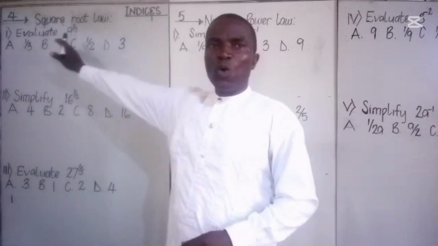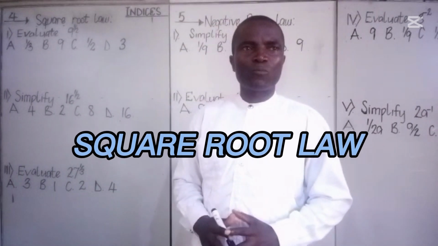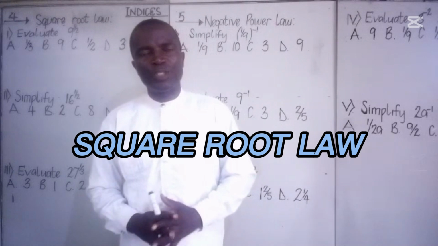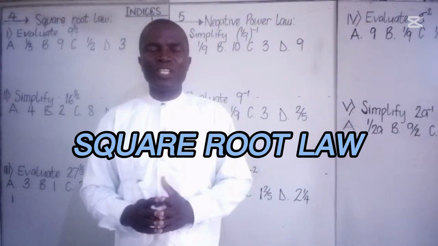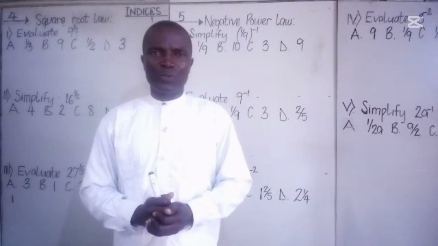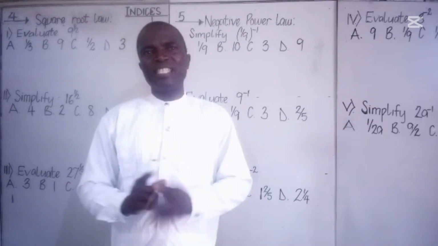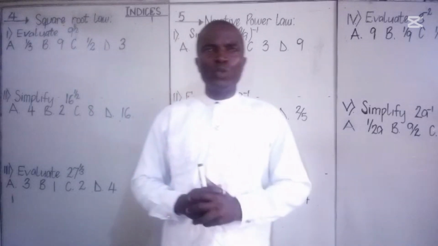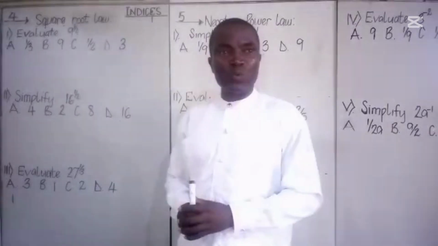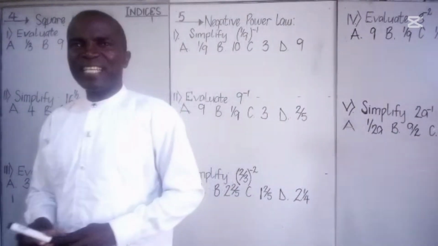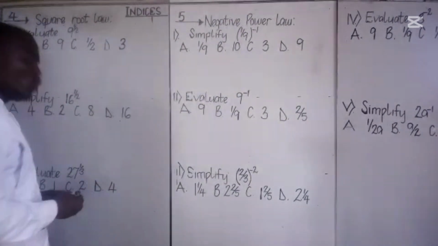The fourth law we are considering today is the square root law. The square root law states that whenever a term is raised to the power of a square root, the new adjacent power so formed can interact with the old one.